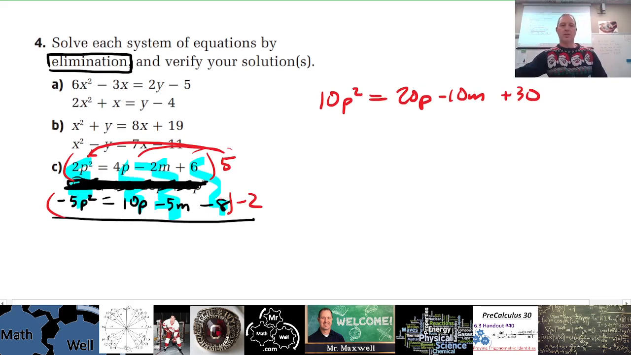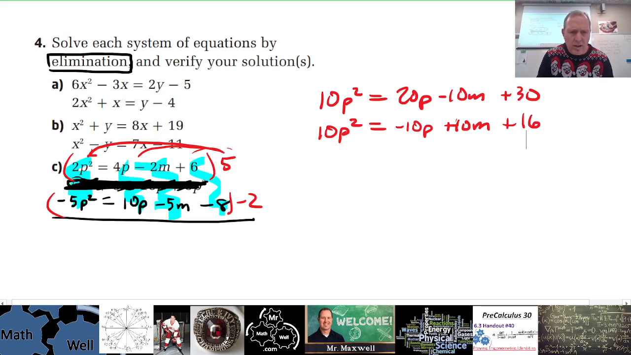The second equation, I'm going to multiply this 2 all the way across to everything. So that's going to be a positive 10p squared equals negative 10p, positive 10m and positive 16. Would that be negative 20p? Negative 10p, negative 20p. Yeah, that should be negative 20p. Thank you. Positive 10m and positive 16. Good. Anything else? Okay. All right.